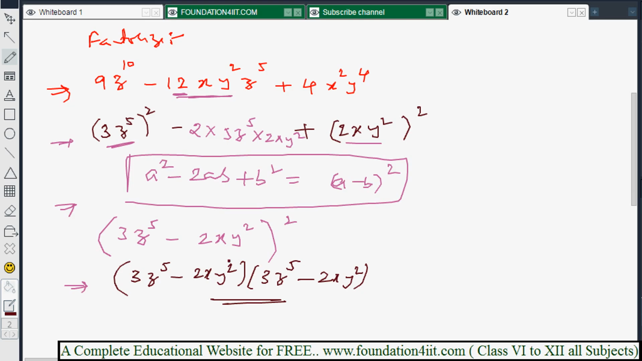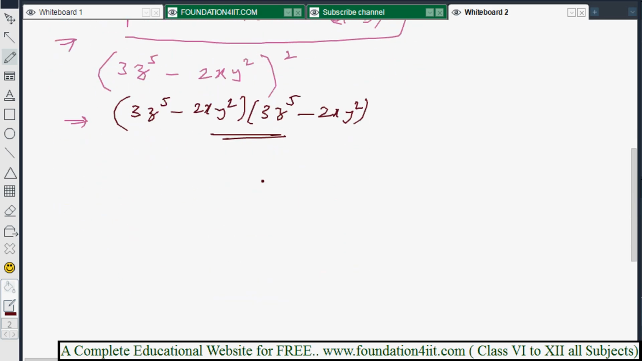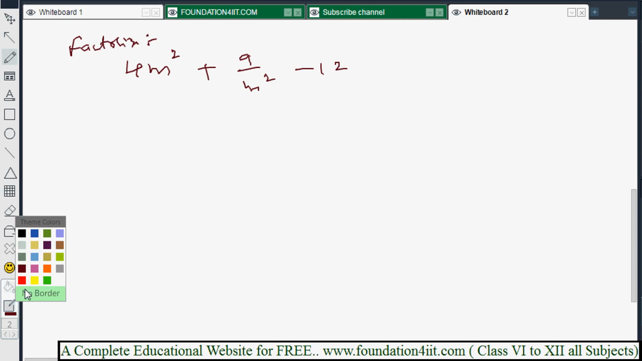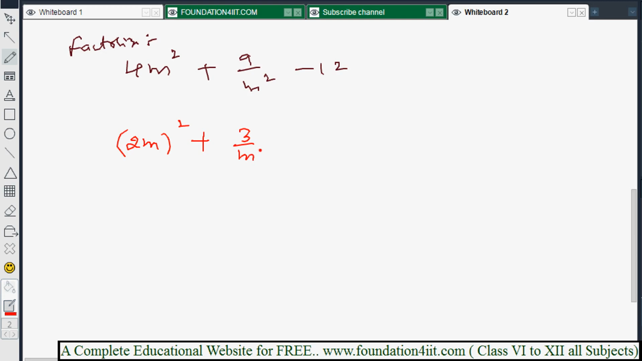And in case any question is the same formula with some factors also, one sum I'll show you here. So factorize 4m square plus 9 by m square minus 12. So factorize this. So okay, observe here now whether you can write in the formula or not. 4m square is (2m) whole square, right? Plus second term only 9 by m square, that is (3 by m) whole square, minus.